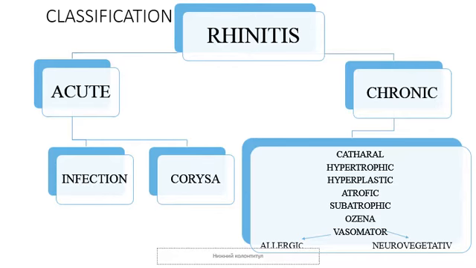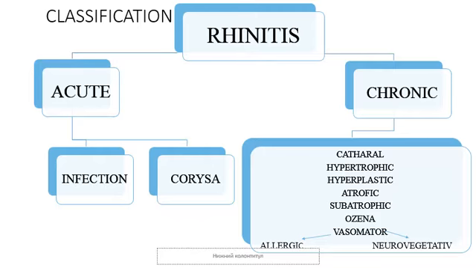We call the inflammation of the nasal mucosa rhinitis. The rhinitis is divided into acute and chronic. The acute rhinitis may also happen as a coryza and infections. Chronic rhinitis includes the catarrhal, hypertrophic, hyperplastic, atrophic, subatrophic, ozena, and the vasomotor rhinitis. And vasomotor rhinitis is also divided into allergic and neurovegetative rhinitis.